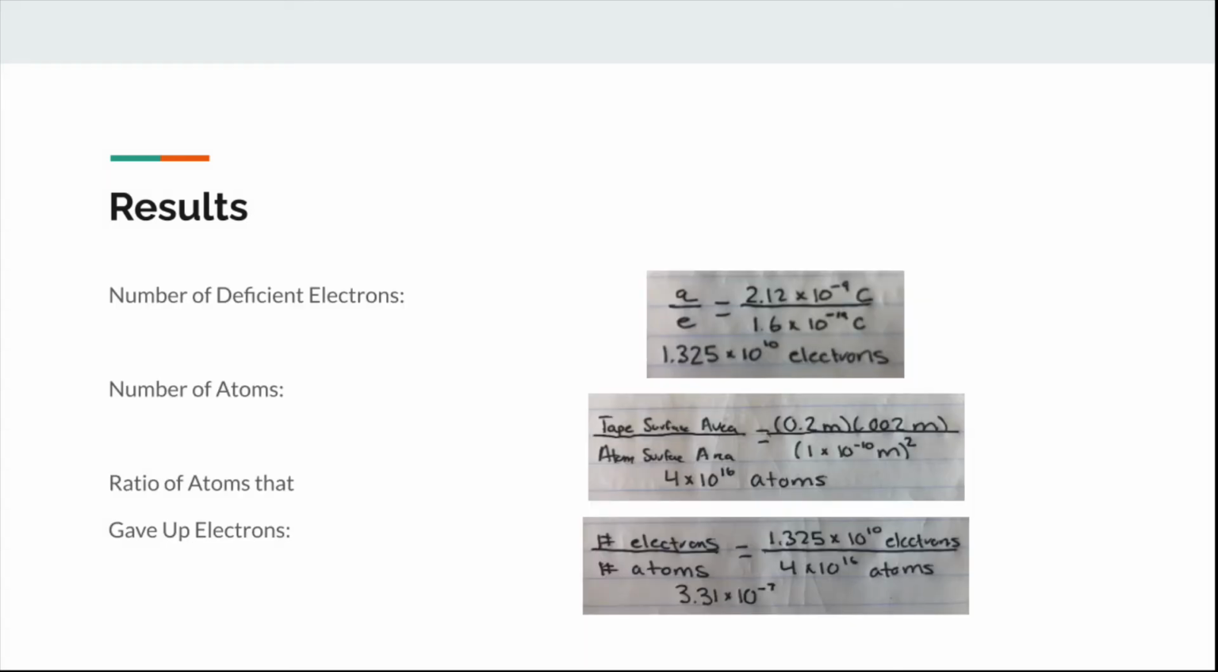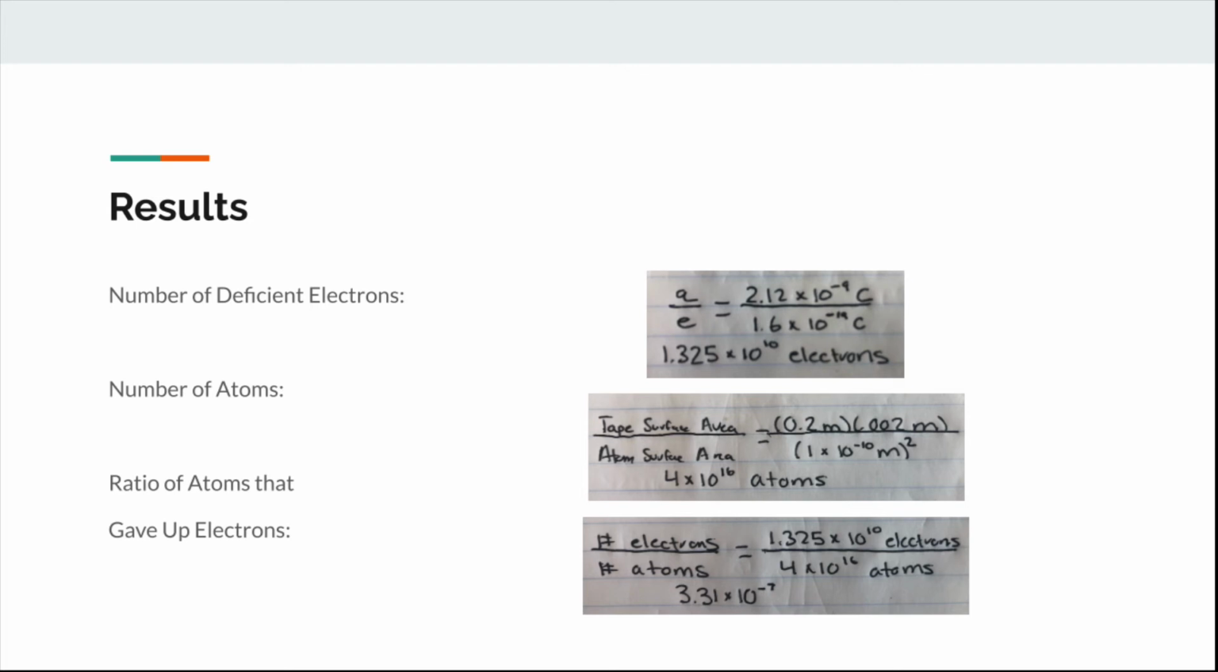So here are some other numbers we wanted to find. By dividing the charge by the charge of an electron, we were able to see just how many electrons our tape gained, which in this case was 1.325 times 10 to the 10th electrons. We also wanted to find a ratio of how many atoms gave up their electrons for the tape we used to get this charged tape.